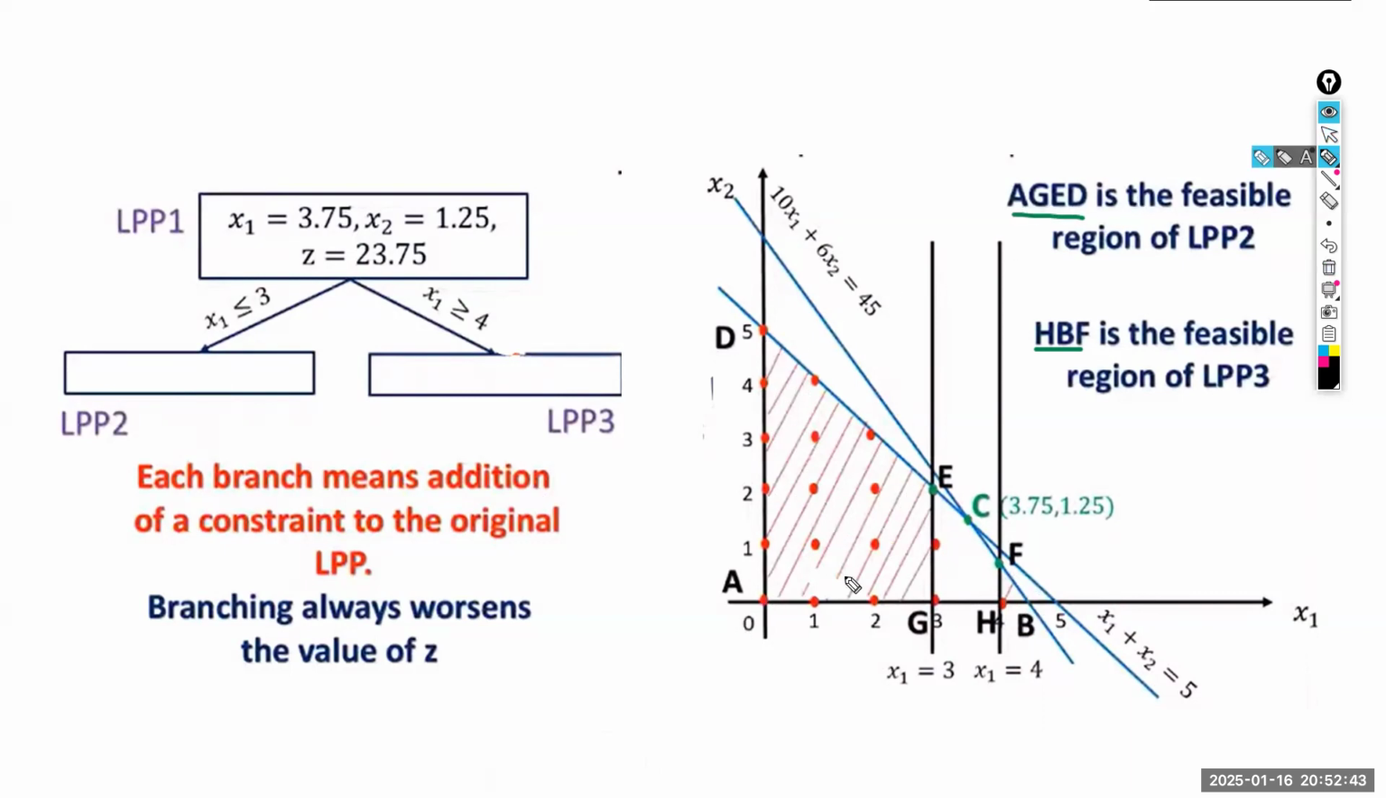AGED is now one feasible region and HFB, or HBF, is the other region.